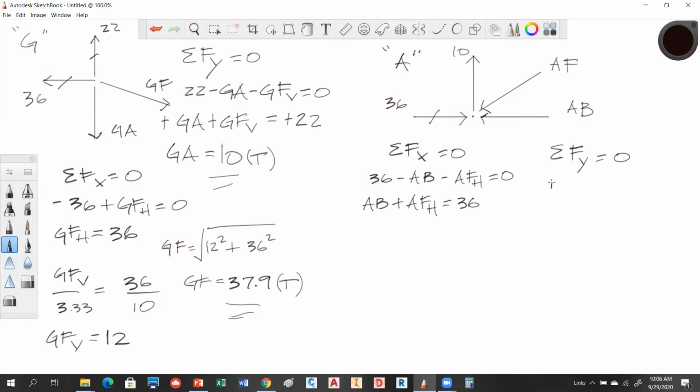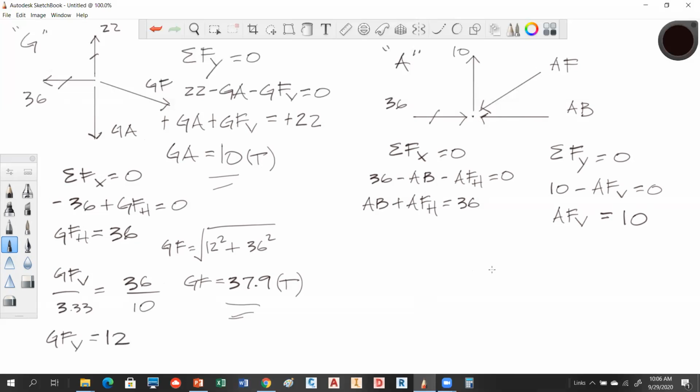So in Y, we have 10 up, and we indicated that AF vertical would be going down, so 10 minus AF vert is equal to 0. Therefore, AF vert, bring that over, that's positive. So compression was correct. Now we have to be careful because this number is 6.67 vertically over 10 horizontally.